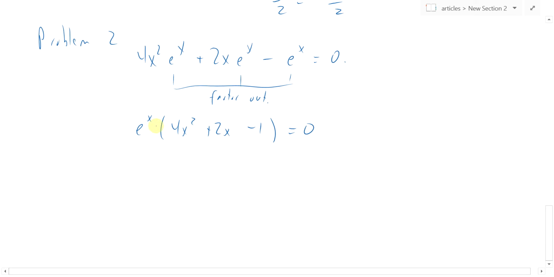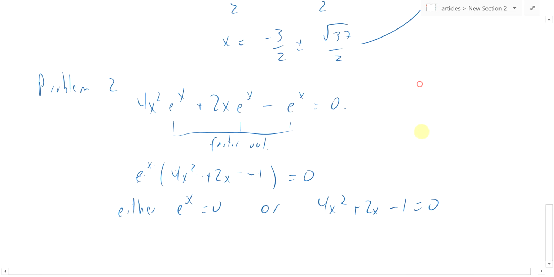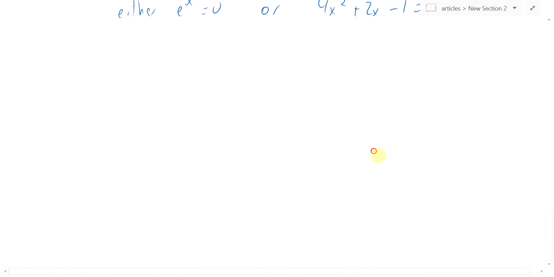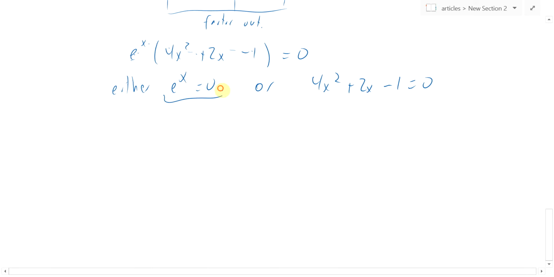Okay, so if two things multiplied together equal 0, then either this one is 0 or this one is 0. So either e to the x equals 0 or 4x squared plus 2x minus 1 equals 0. But what do we know about e to the x? If we go way back up, e to the x does not equal 0. Ever. Always. So, are there any solutions to e to the x equals 0?